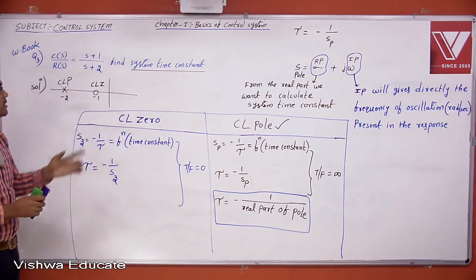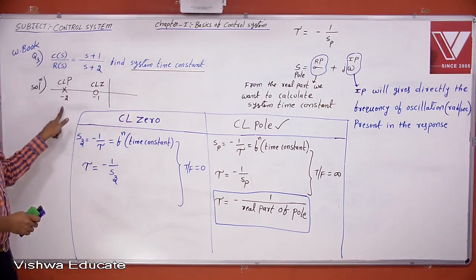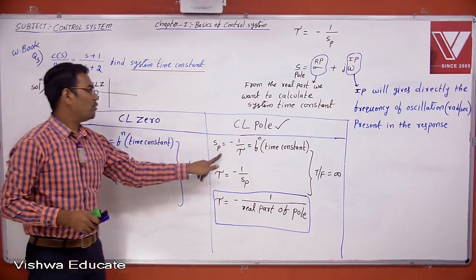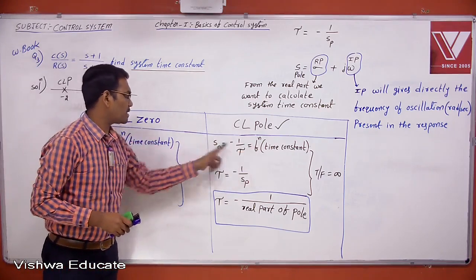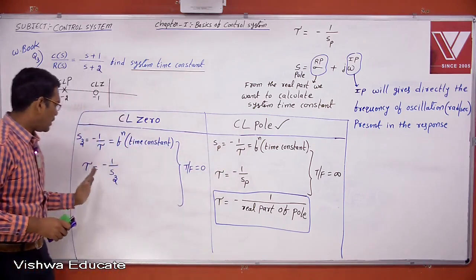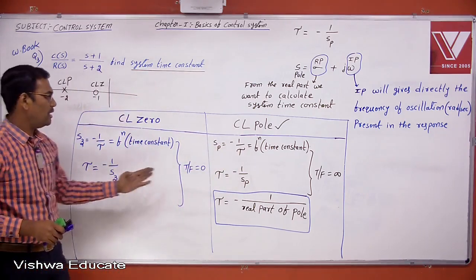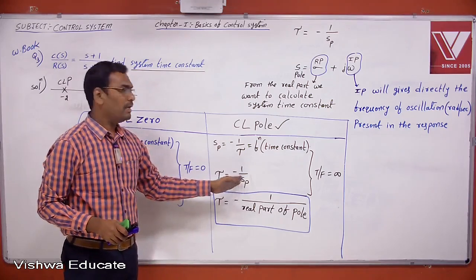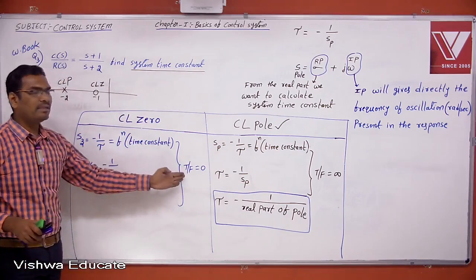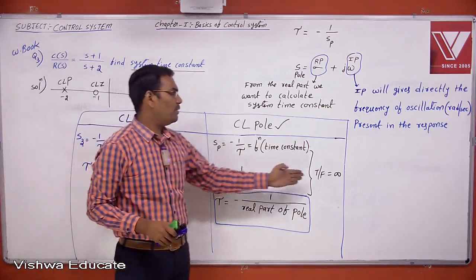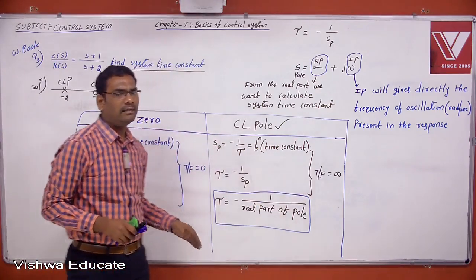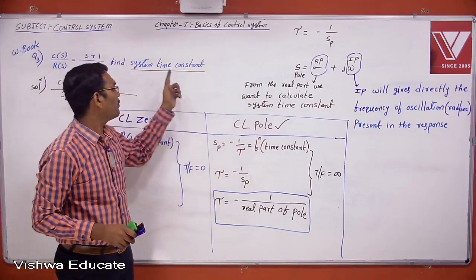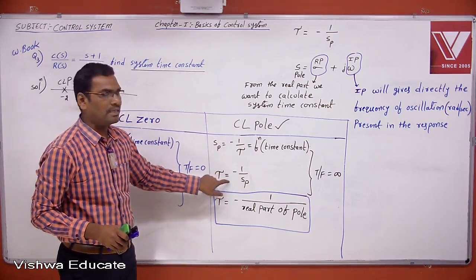One closed loop zero, one closed loop pole. Both the closed loop zero and closed loop pole are functions of time constant. Therefore, time constant is also a function of zero, and also a function of pole. But you already have experience that a zero will make the transfer function zero, but a pole will make the transfer function infinity. Therefore, the pole effect is more on the performance of the control system. So while finding the system time constant, we consider the pole.